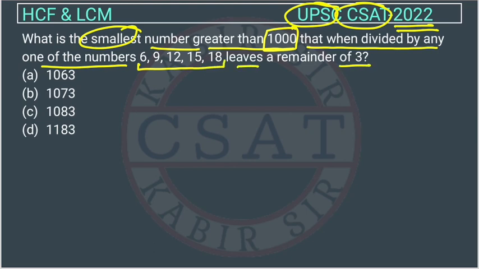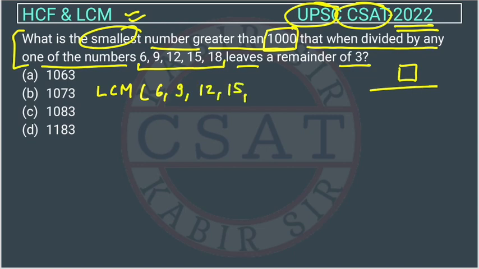So this is a question type we find in HCF and LCM, right? So how do we solve these kinds of questions? In these questions, we have to find a number which is divisible by all these numbers, right? So what do we have to find? We have to find the LCM, right? So we have to find the LCM of 6, 9, 12, 15, 18.